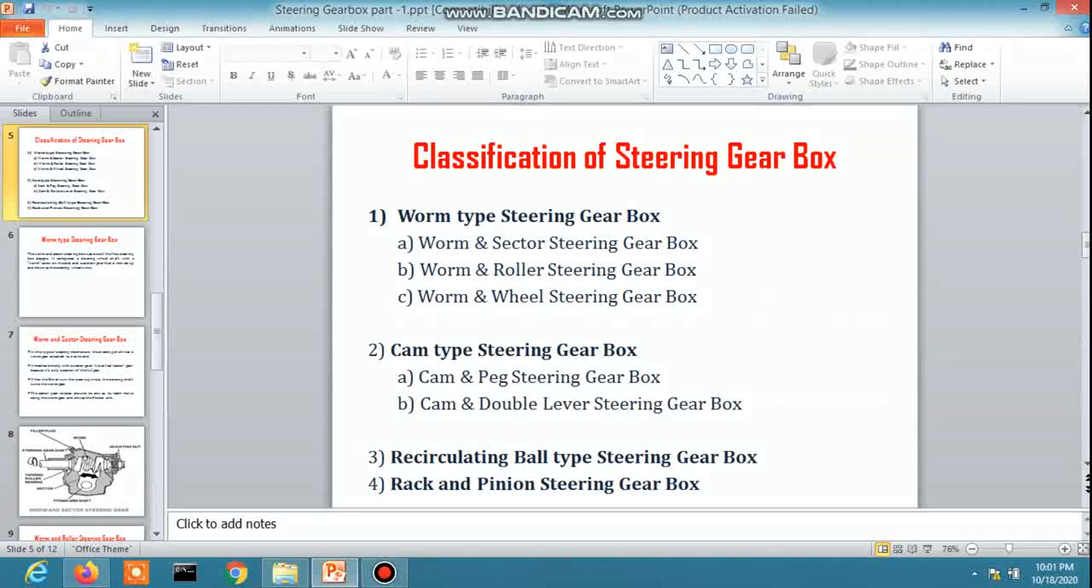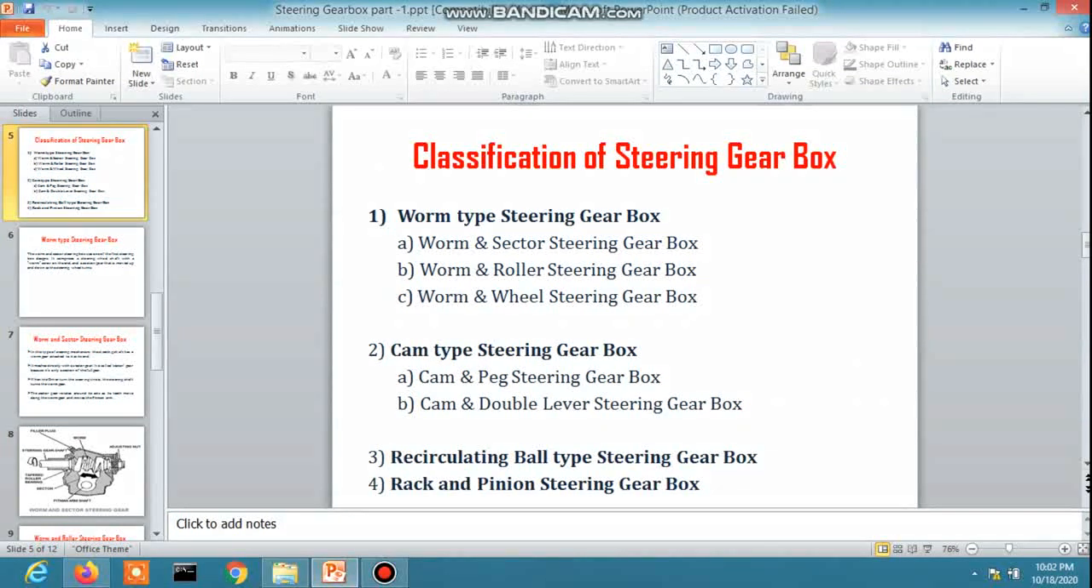Second, cam type steering gearbox. There are some types like cam and peg steering gearbox, which is used in some Ford trucks. Cam and double lever steering gearbox is used in some Morgan Plus 8 or other trucks.